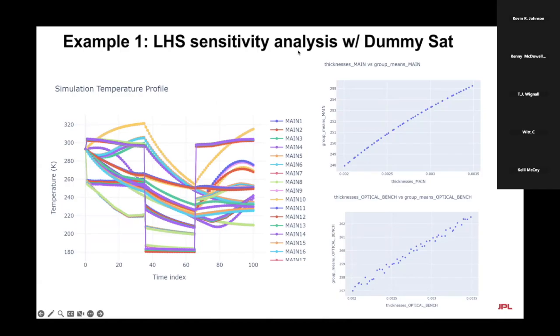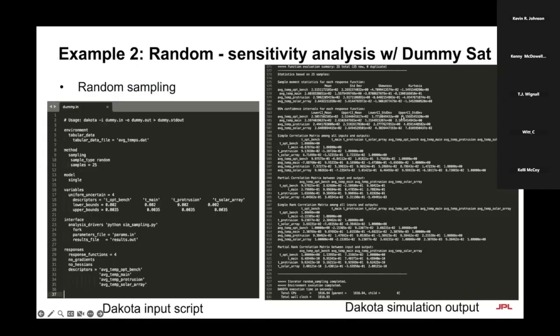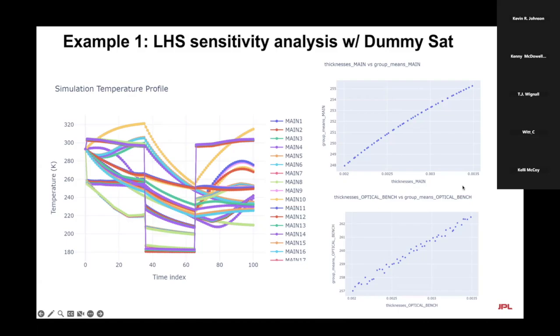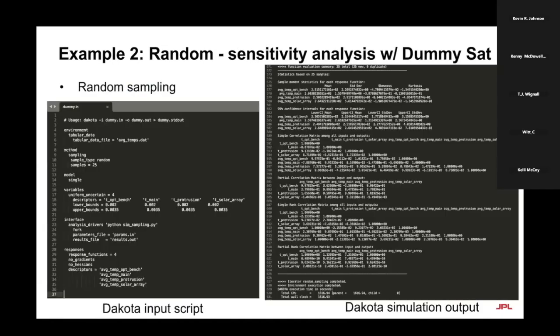And since this is a Latin hypercube based sampling, on the right-hand plots, you can see the relationship between the thicknesses of certain areas and their average temperatures. And you can see it's a pretty dense sampling, right? So maybe we realize, okay, it's a pretty linear correlation here, but maybe we don't want to spend so much simulation time to generate these. So you can do random sampling.